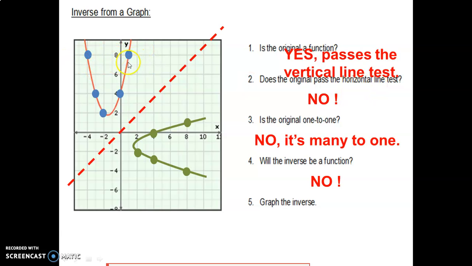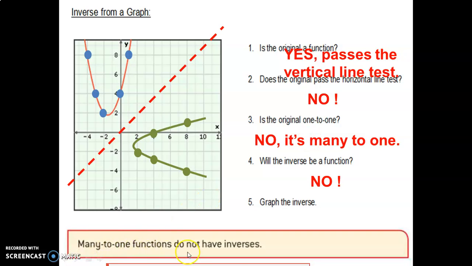If you took a horizontal line here, it's the same thing as checking a vertical line here. So a horizontal line on the original is like a vertical line on the inverse. So the horizontal test here tells us if the inverse will be a function or not, and it's not a function. So you must have 1 to 1. Remember that. Key point. Many to 1 functions do not have inverses. Well, they have inverses, but they don't have inverses that are functions. So therefore, parabolas, which we're always working with, will have inverses, but they will not be functions.